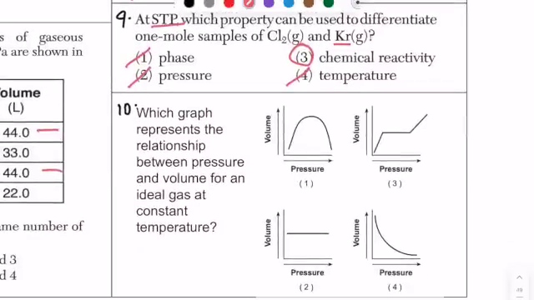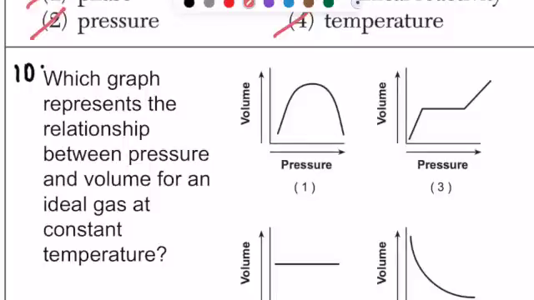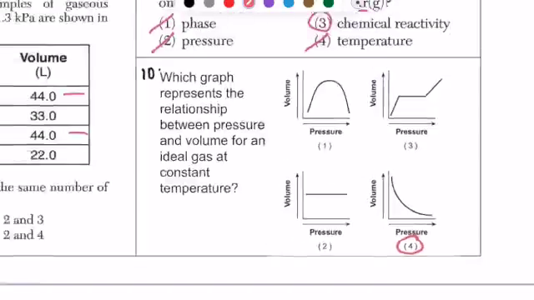Which graph represents the relationship between pressure and volume for an ideal gas at constant temperature? So remember that pressure and volume are going to be, according to Boyle's law, when we increase the pressure, the volume decreases because now we have less space. So there's an inverse relationship between pressure and volume. And just remember that that inverse relationship is not going to be a linear line. It's this exponential function.